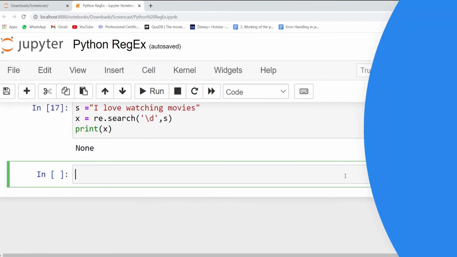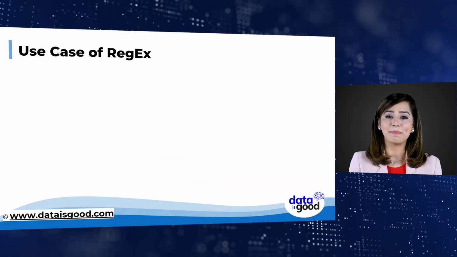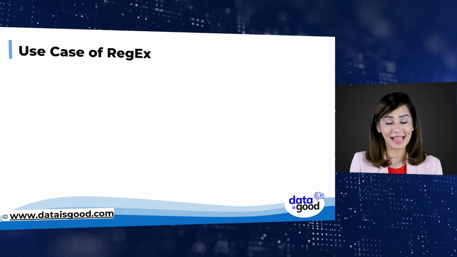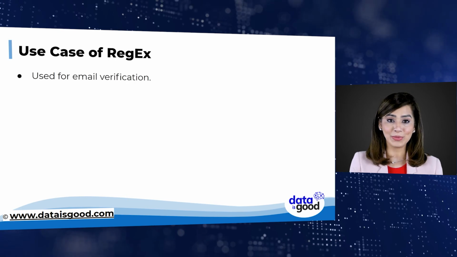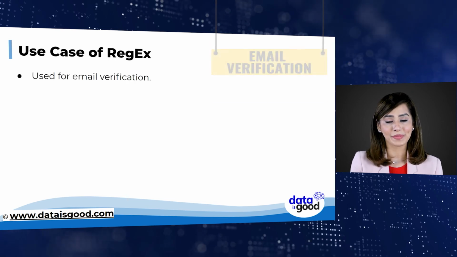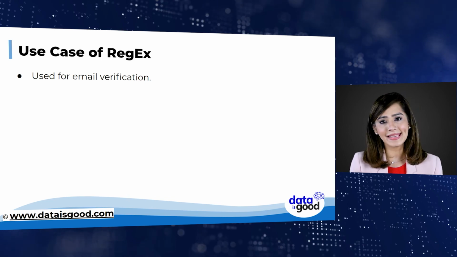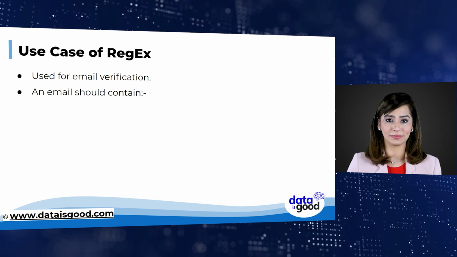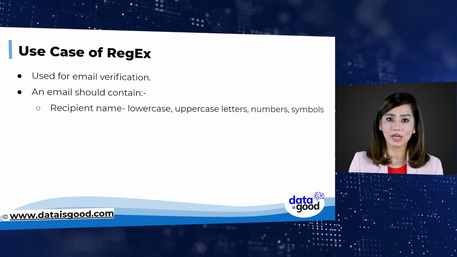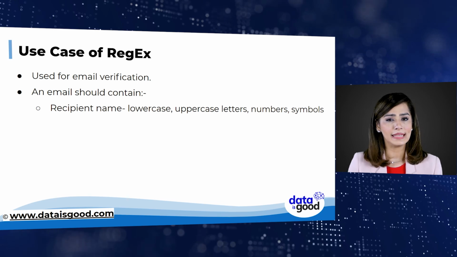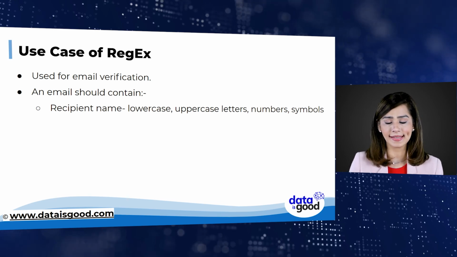Great, interesting. Now we've learned about Python regular expressions. Let's look at one of the use cases. Python regular expressions are used for email verification. It's usually the best way to validate email addresses. Let's see the regex pattern to do so. An email address should include the recipient name. It can contain any lowercase letters, uppercase letters, numbers, symbols. But this cannot start or end with a special character.